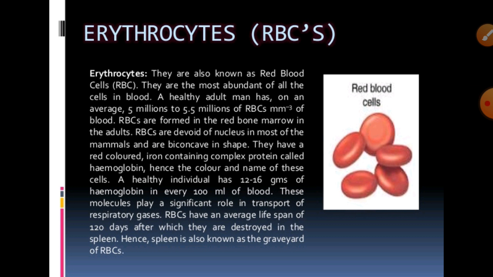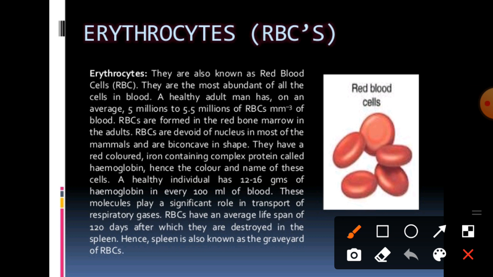Why are they known as erythrocytes? The word erythro means red, and cytes means cell. The cells which are red in color are known as erythrocytes or RBCs. They are red in color because, as we all know, they contain a specific protein known as hemoglobin. So let's start talking about the RBCs.